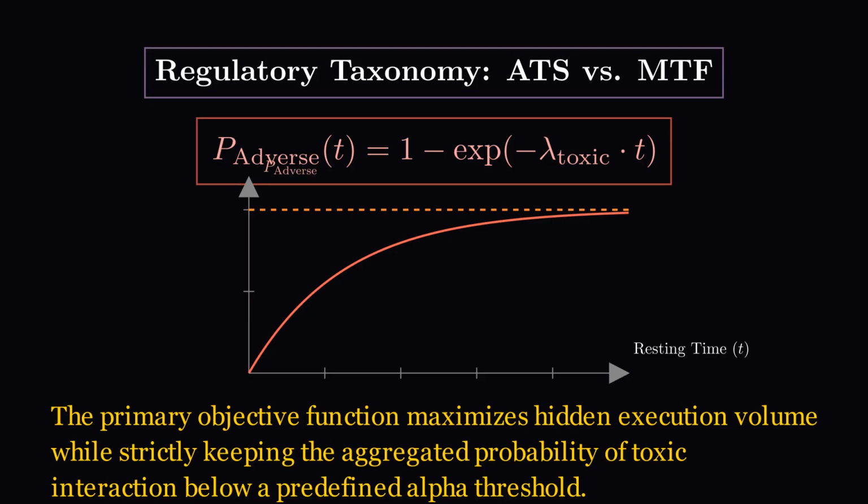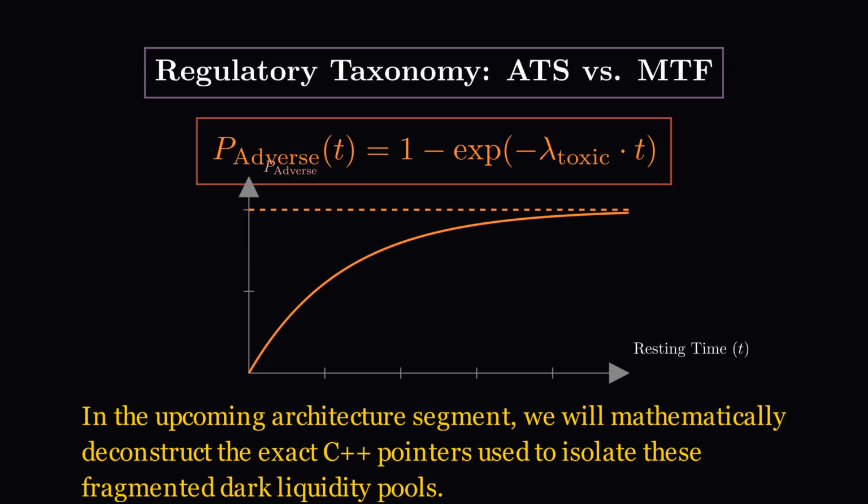The primary objective function maximizes hidden execution volume while strictly keeping the aggregated probability of toxic interaction below a predefined alpha threshold. In the upcoming architecture segment, we will mathematically deconstruct the exact C++ pointers used to isolate these fragmented dark liquidity pools.